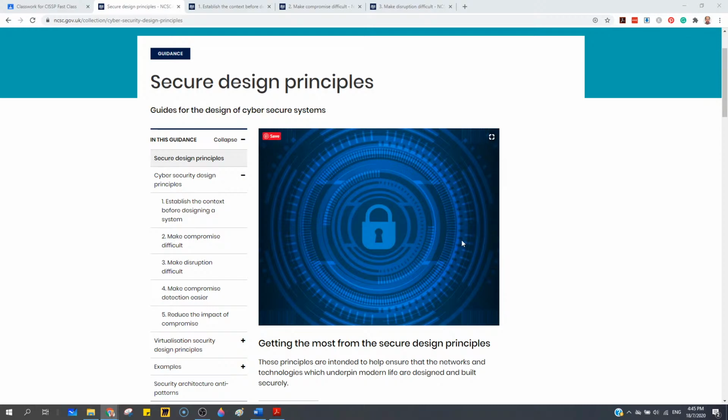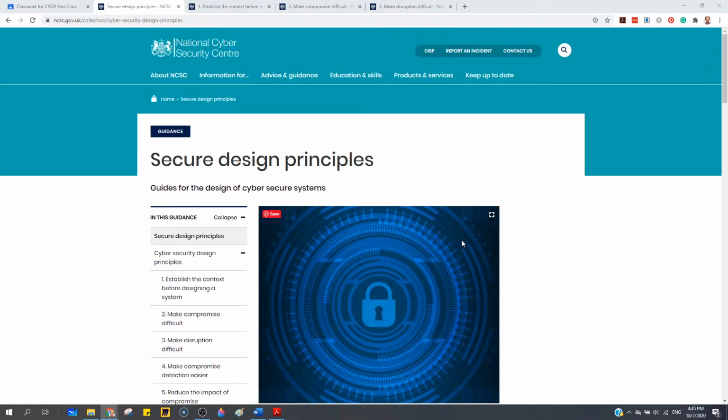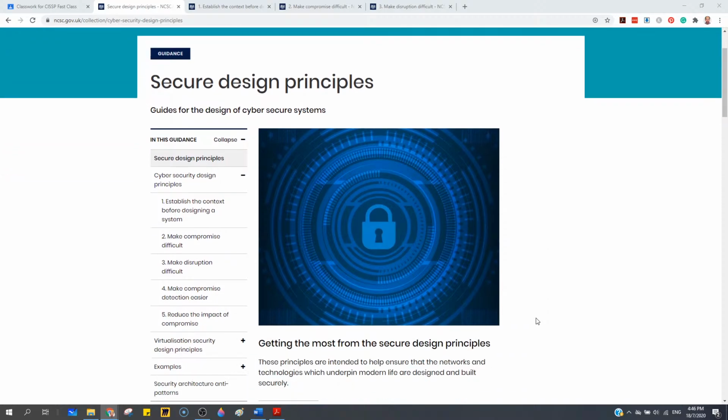Okay, so this is a portal by NCSC, that is the National Cyber Security Center. This National Cyber Security Center provided a document, we can say a guide for the design of cyber secure systems, and they are using all these 10 principles. How? Let's see all of them one by one.